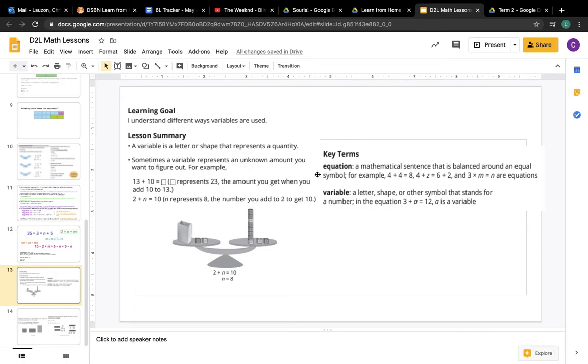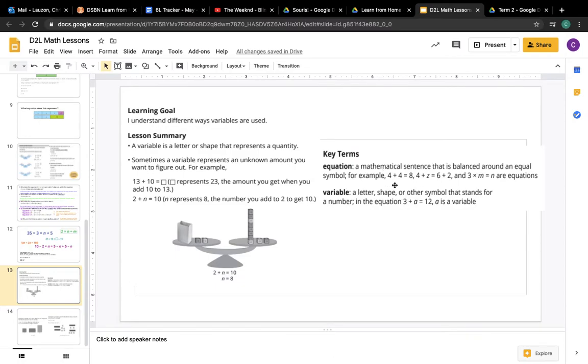And then that ties into our vocab. The variable is that letter, shape, or other symbol that stands for a number, such as in 3 plus 8 equals 12. And then the variable makes up the equation when we have the left side and the right side of the equal sign being the same, really being equal. So an equation is a mathematical sentence. It is balanced around an equal symbol.